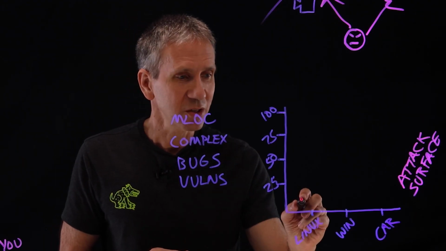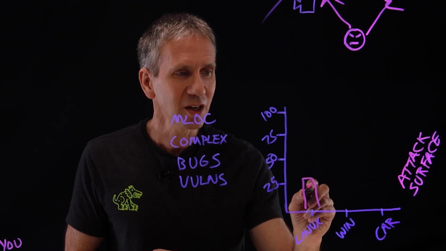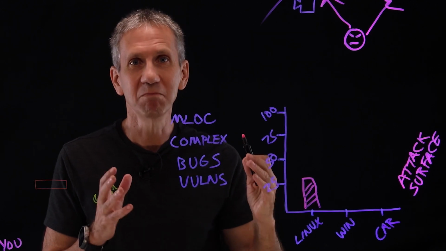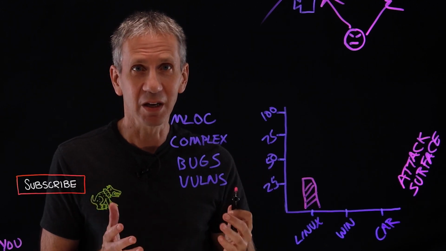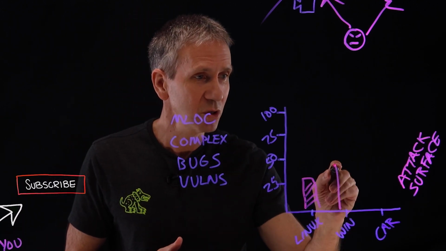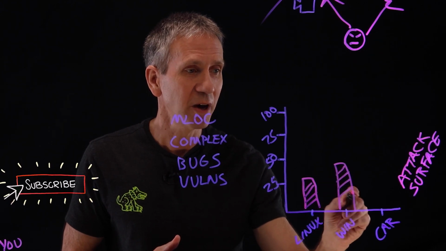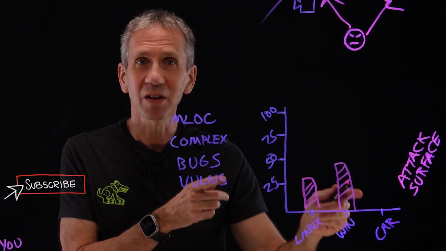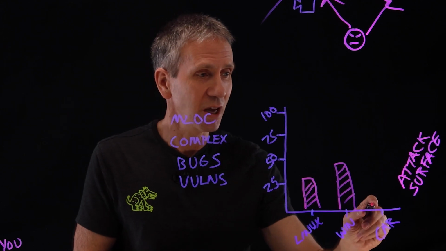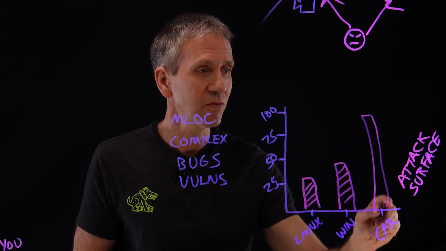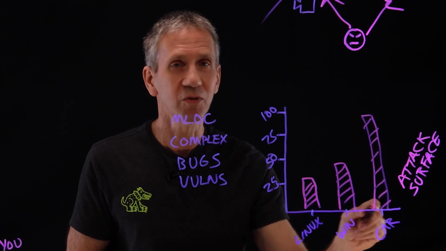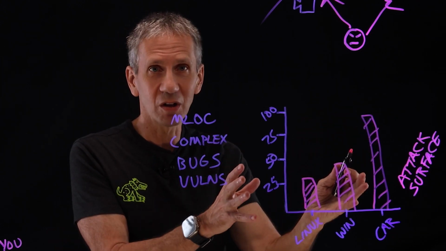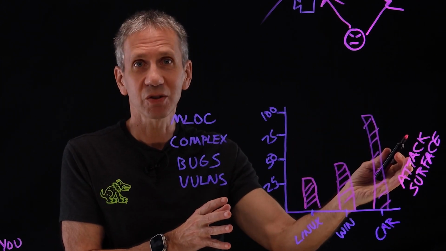Take the Linux operating system. Last time I checked, it's got about 27, 28 million lines of code that make up the operating system. Windows, even more, about 50 million. How about the fact that we have cars today with software in them that have over 100 million lines of code in them? Now, what does all of that mean? Think of this as your attack surface.